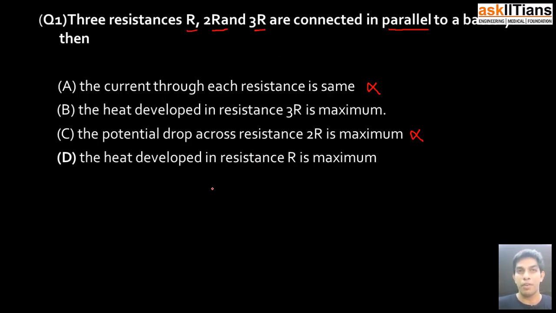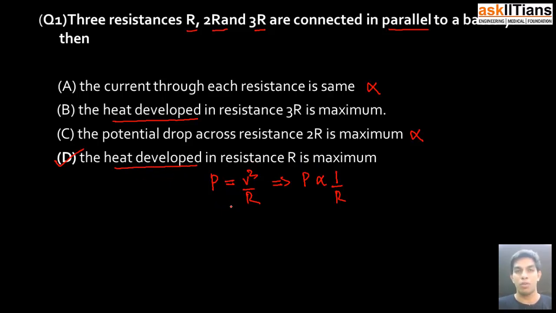So our primary focus for this question is the heat developed. Heat developed is given by P is equal to V square by R. Given it's a parallel connection, I can say that P is proportional to 1 by R. So the resistance having the least value will have the highest heat developed. Hence, D is the correct option. That is, the heat developed in the resistance R is maximum.